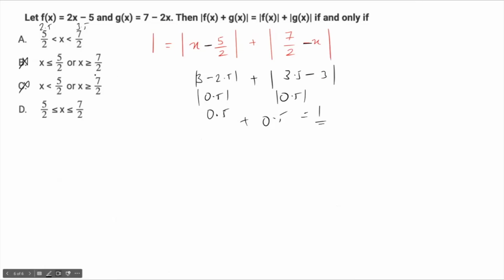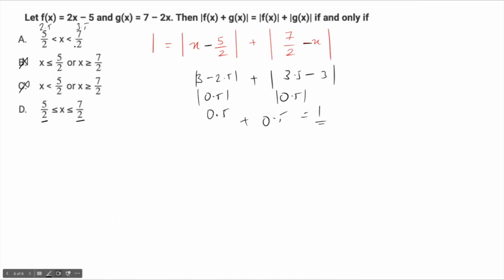So B and C are ruled out. The only difference between options A and D is that x can be equal to 5 by 2 and 7 by 2 in option D. Basically, it's a closed interval. And in option A, it's an open interval: x is more than but not equal to 5 by 2, and x is less than but not equal to 7 by 2.